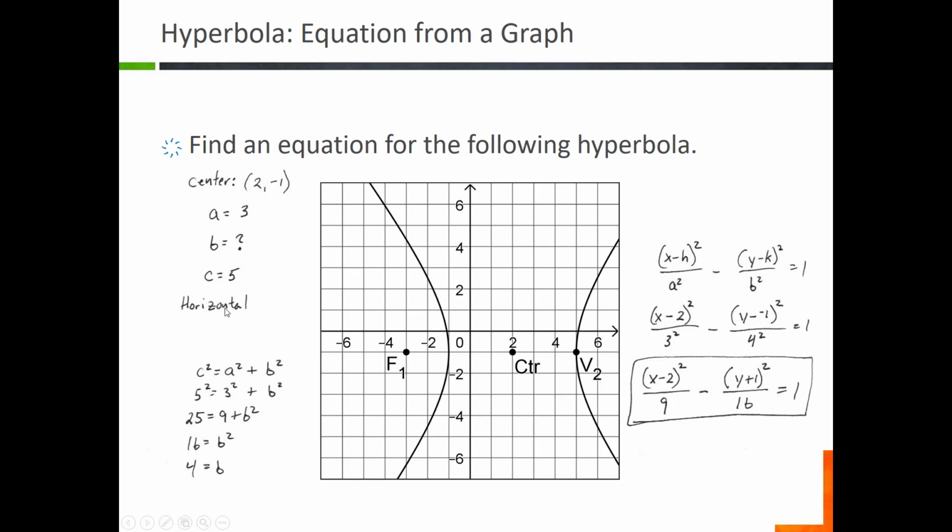Because this is a horizontal hyperbola, I know it's going to be the x squared fraction minus the y squared fraction, and it's going to be equal to 1. So we plug 2 in for h, because that was the x coordinate of our center. We plug -1 in for k, so y minus -1 becomes y plus 1. I know a is 3 and b is 4. And so we get (x minus 2) squared over 9 minus (y plus 1) squared over 16 is equal to 1.